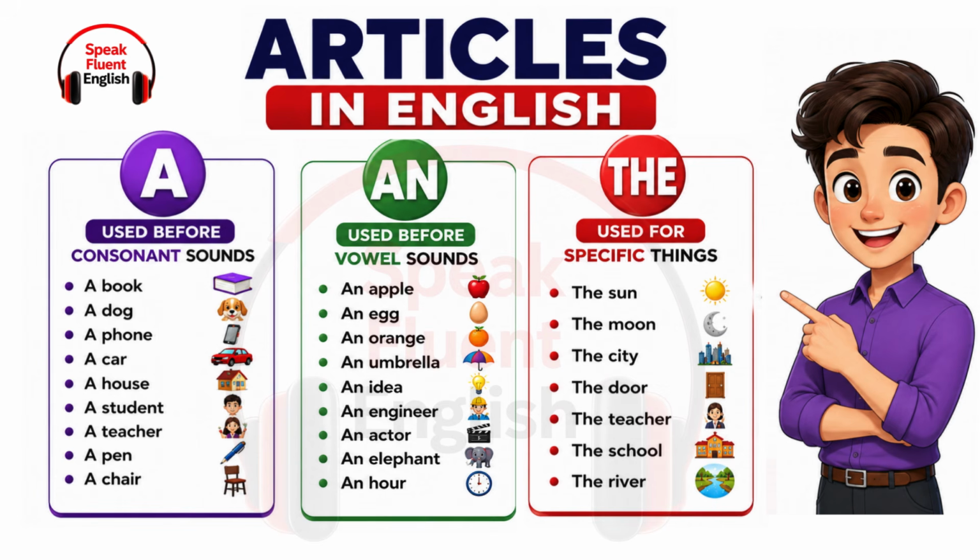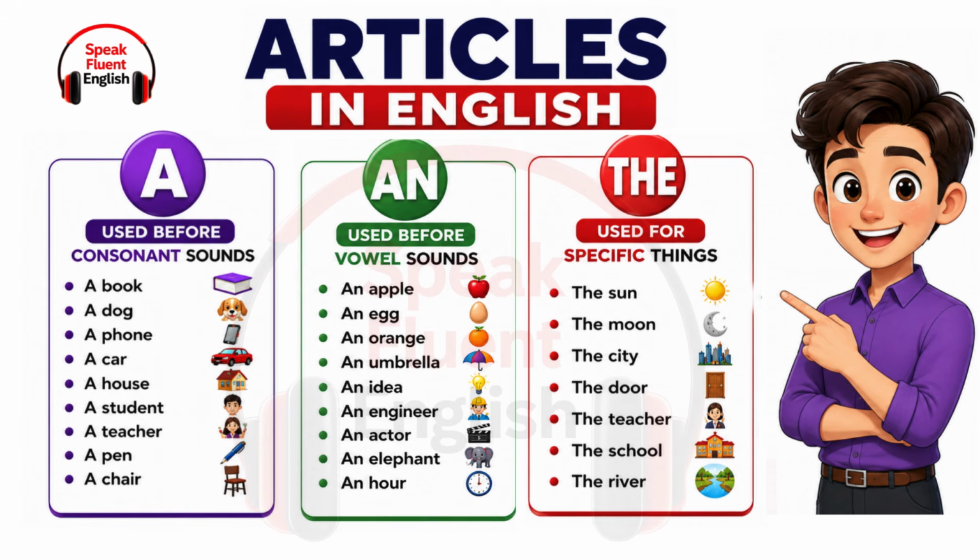An. We use an before singular nouns that start with a vowel sound. Words: an apple, an egg, an orange, an umbrella, an idea, an engineer, an actor, an elephant, an hour.